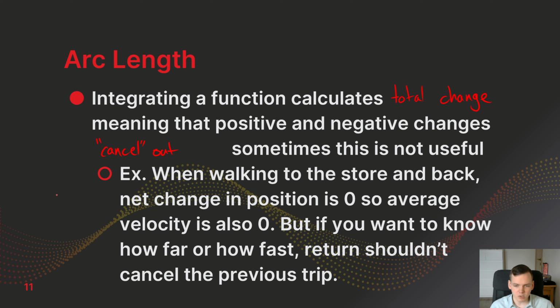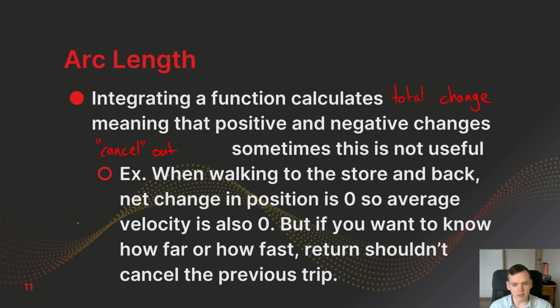So for example, if you walk to the store and back and you integrated your velocity function, you would get a net change of 0 because your net change in position is 0. You go 10 meters that way and then come 10 meters back. Obviously, if you're going to the store, it's probably farther than 10 meters, but you get the idea. You do some change in one direction, you undo it going back the other direction, it all cancels out. And that means if you wanted to know the total distance you traveled, you can't just integrate your velocity function, because that would give you a change of 0, because you didn't move between the start and end. You're back where you started.